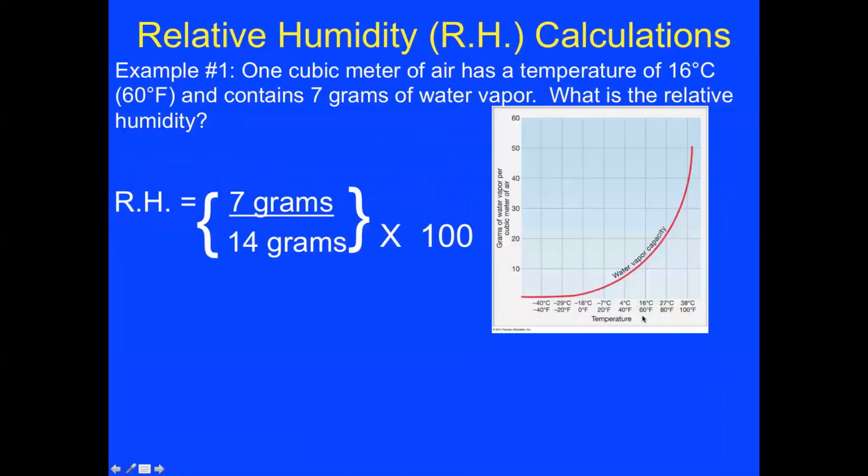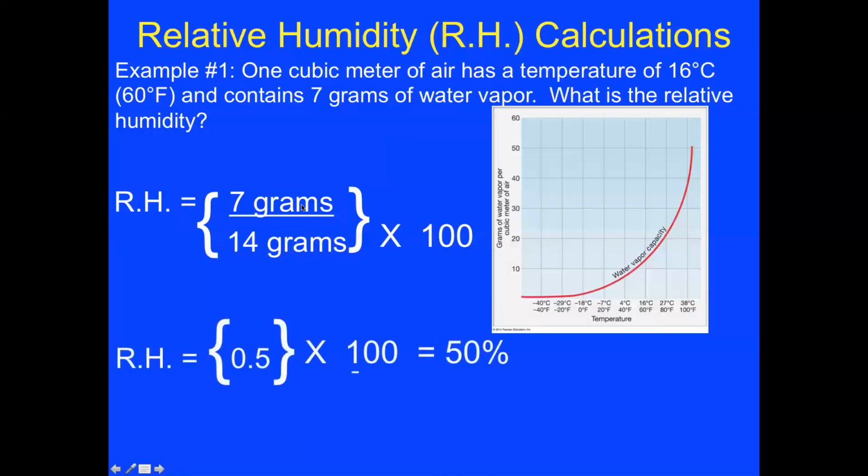So from that, I'm thinking this is a capacity of 14 grams because 15 grams would be like halfway and it's not quite there. So we have our 7 grams, our actual amount, 14 grams is the capacity based on the saturation curve. And again, we have to crunch these numbers. We have 7 divided by 14 is 0.5, multiply that by 100. So our relative humidity in this example is 50%.